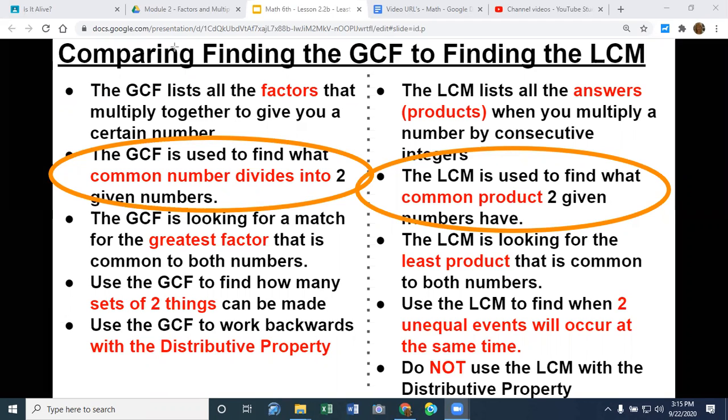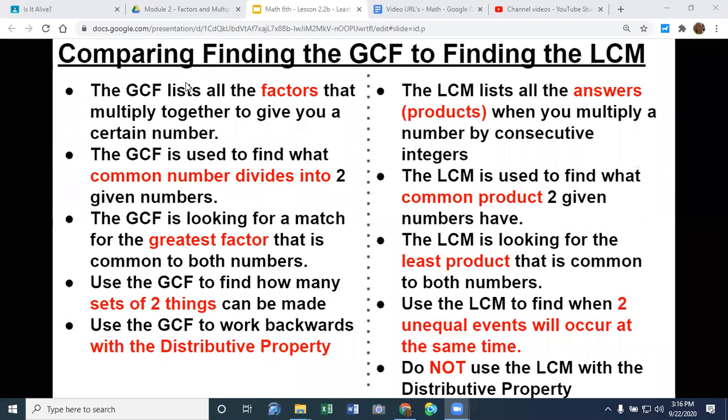We use the GCF to find how many sets of 2 things can be made. We'll see that in a minute. We use the LCM to find when 2 unequal events will occur at the same time. We also use the GCF to work backwards with the distributive property, and we do not use the LCM with the distributive property. Okay, good to keep the distinction between the 2.